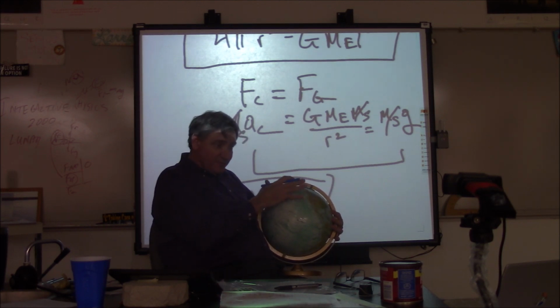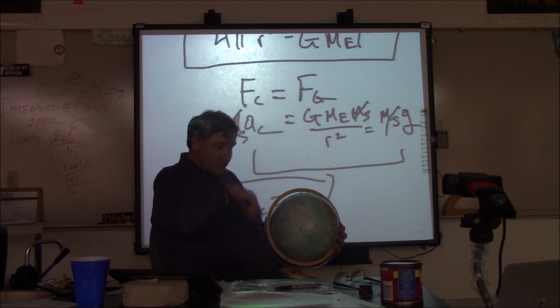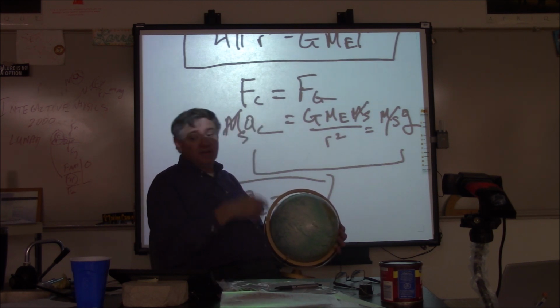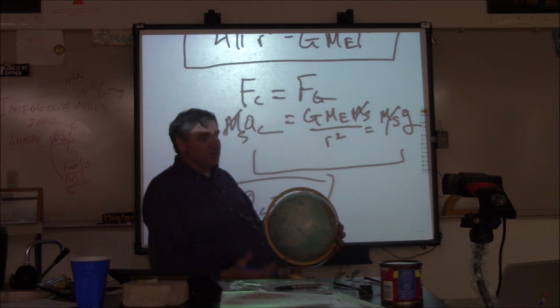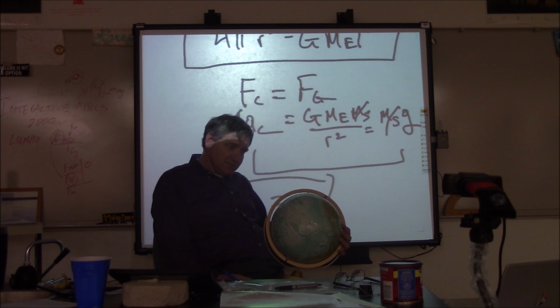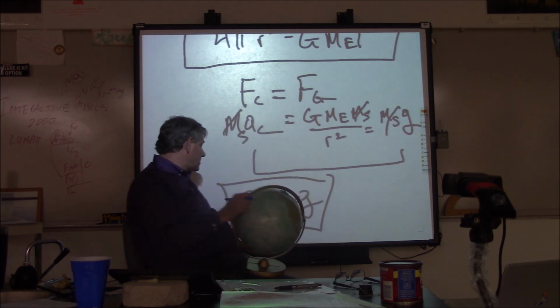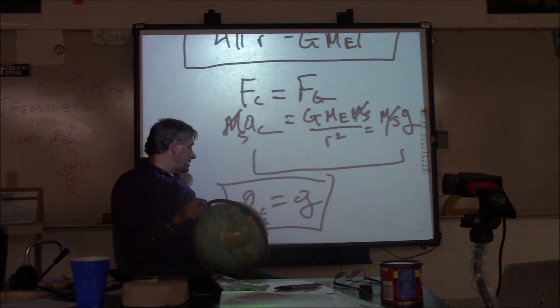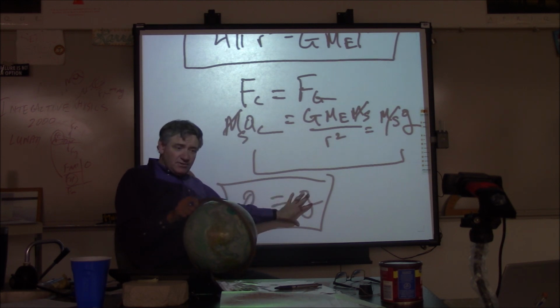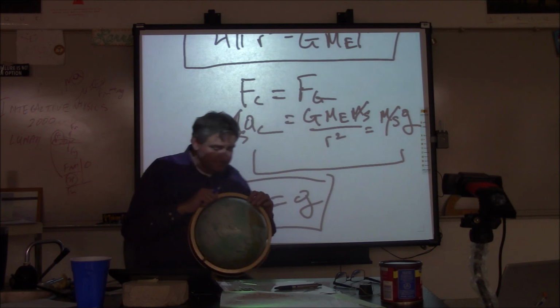As you go further and further from the surface of the Earth, your centripetal acceleration becomes less, your gravitational acceleration becomes less, because you're further from the center of the Earth and you don't have as much gravitational pull. So this is one of the main things you need to understand: your centripetal acceleration is equal to your gravitational acceleration. Okay? That's one of the key things that you have to get.